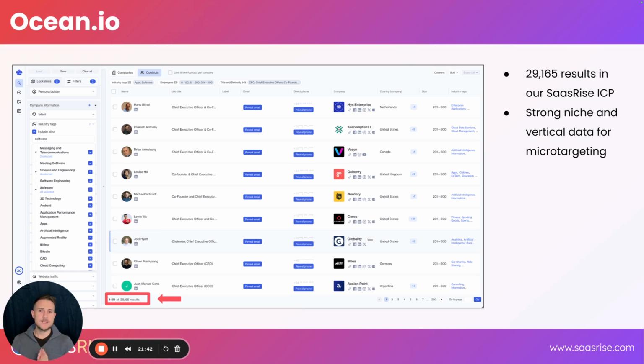Ocean.io didn't have as many people in our ICP, but it had very strong niche and vertical data. So we could go in and export lists of people in AI, augmented reality, cloud computing, 3D technology, meeting software, and many other niche communities that allowed us to then set up verticalized targeted messaging and say, hey, everyone in MarTech, or everyone in supply chain software, everyone in meeting software signing up for SaasRise, you should too. And that sort of bandwagon effect is a great way to get people onboarded.